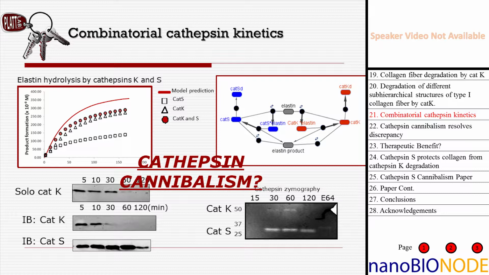People say they didn't think that after I give this talk. Before, they're like, okay, but you would think that. So here's cathepsin K by itself, here's cathepsin S. This is them degrading elastin. I'm going to get back to collagen in 1 second.